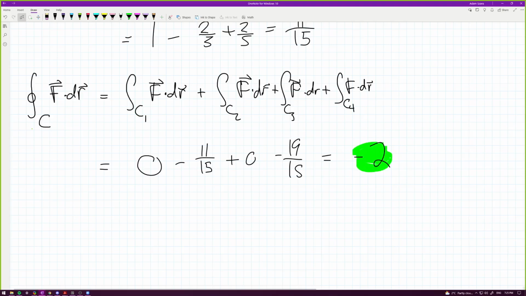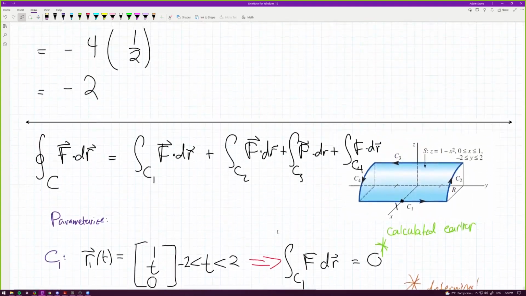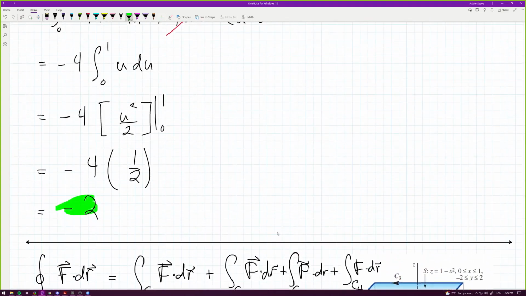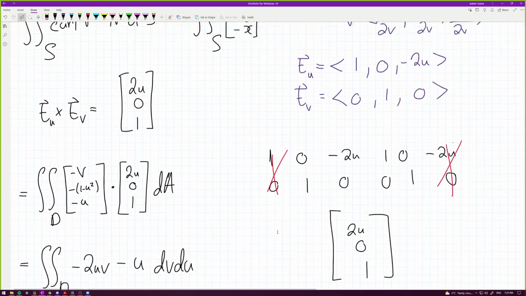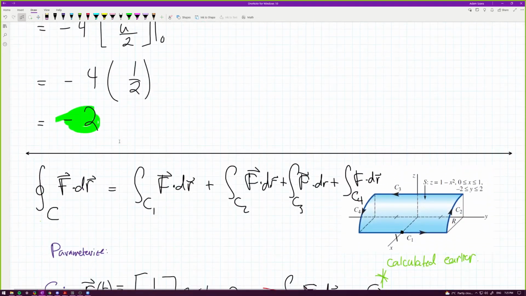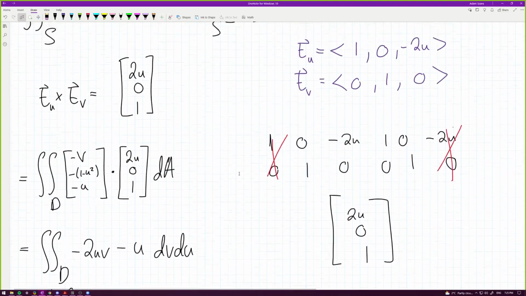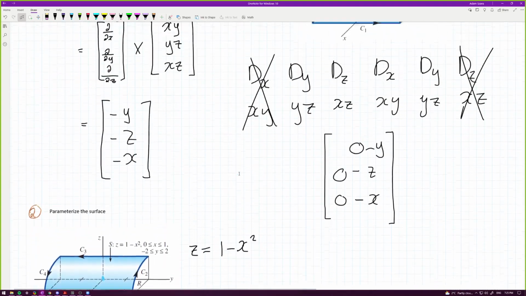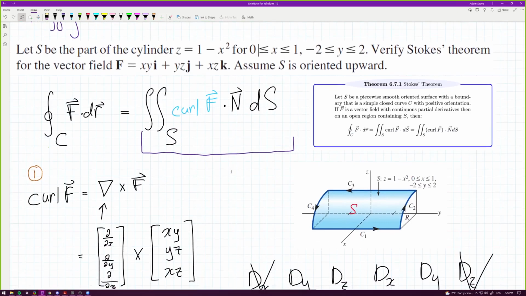The reason this is anything special is because when we did this with the double integral of the curl, we also got negative 2. So we have verified Stokes' theorem by evaluating both sides and seeing that they're equal. And yeah, that's pretty much it.